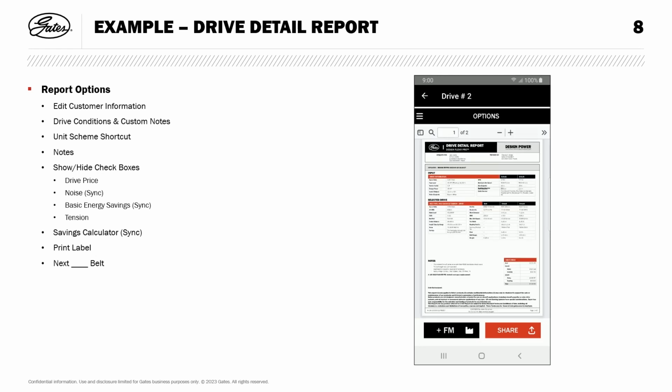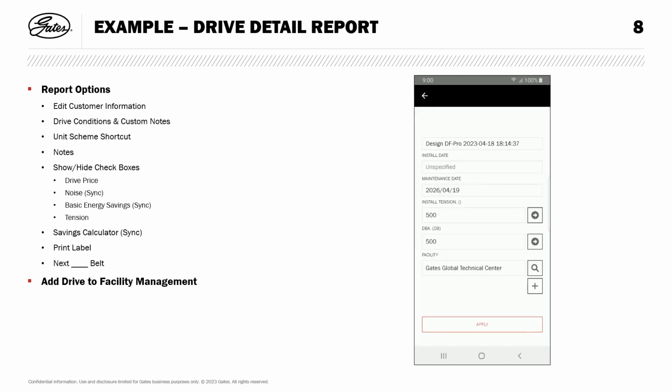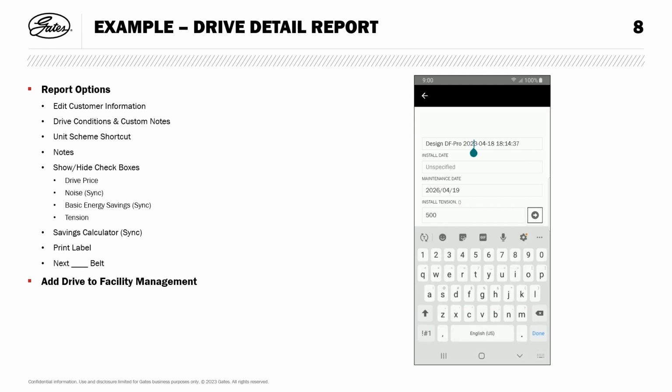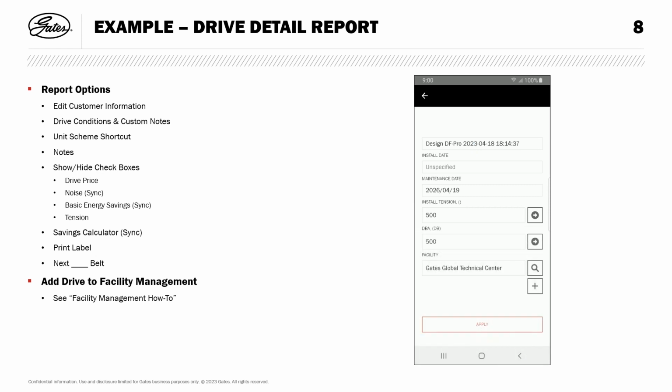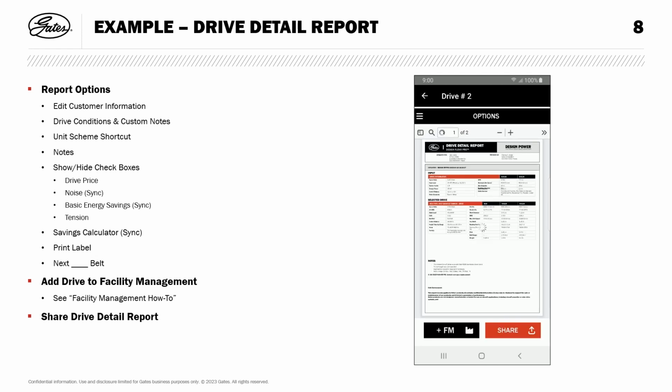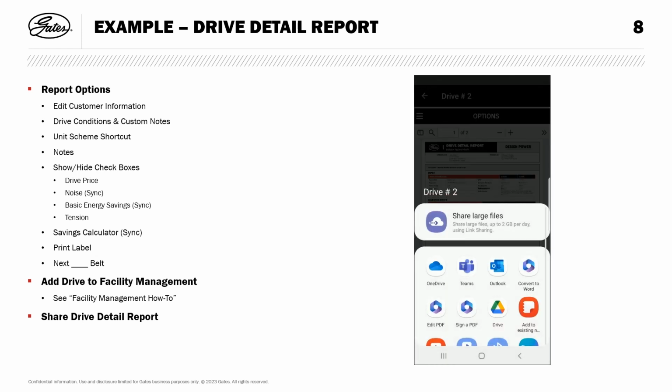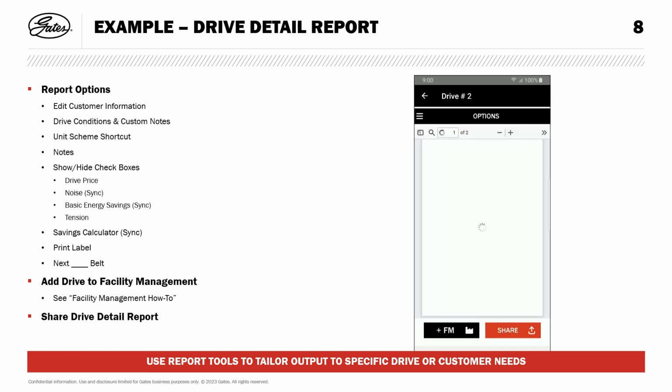At the bottom of the report, we have 2 more buttons. On the left is the Add to Facility Management button. This is where I can change the name of the drive, which appears on the top of the report, and effectively save it. For more details on this, see our Facility Management How-To. And lastly, we can share the report via typical mobile sharing options, email, cloud storage, etc. You have all these tools at your disposal to tailor your output to specific drive or customer needs.